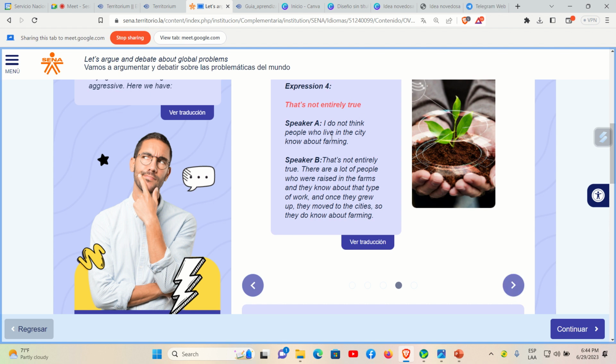I don't think people who live in the city know about farming. Speaker B: That's not entirely true. There are a lot of people who were raised in the farms and they know about that type of work. And once they grew up, this is another phrasal verb, grew up, they moved to the cities, so they do know about farming.